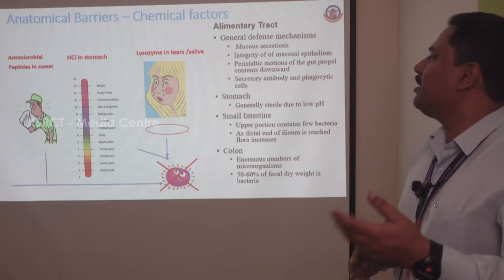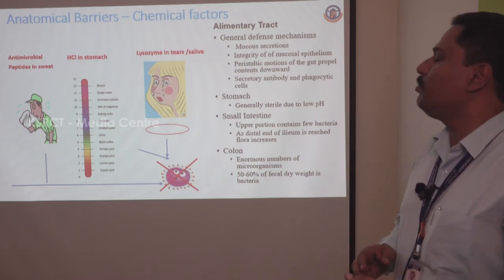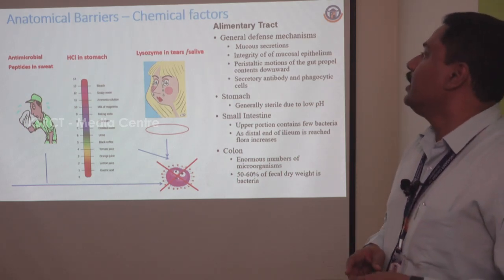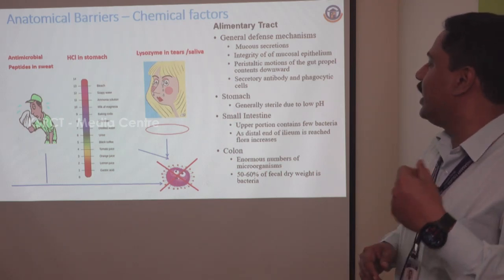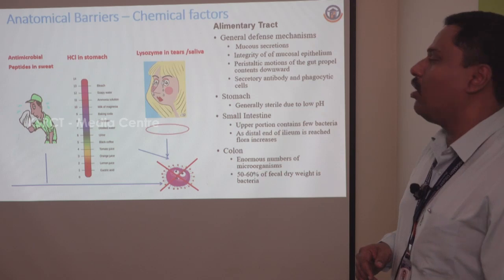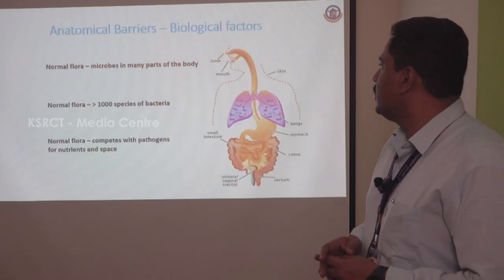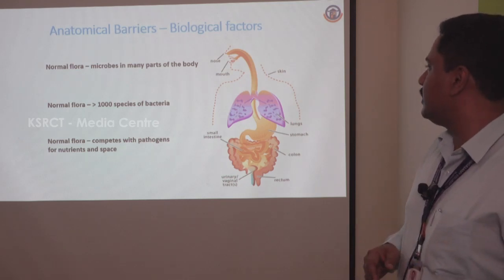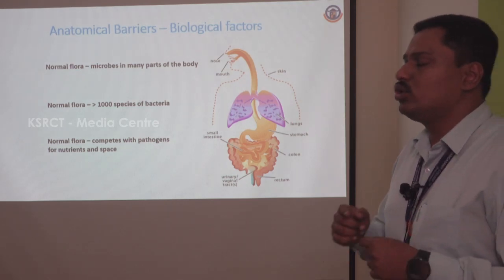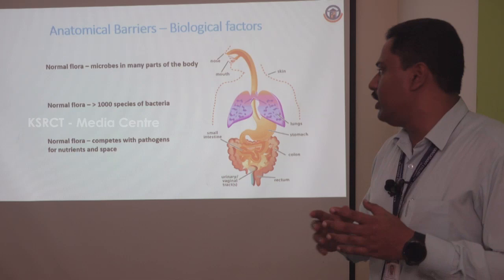These are some of the chemical factors that are present. For example, antimicrobial peptides in the sweat, HCl in the stomach, and lysozymes in the tears and saliva help in the elimination of microorganisms. Among the biological factors is the normal flora in the body, which fights against entering microorganisms for food and habitat.